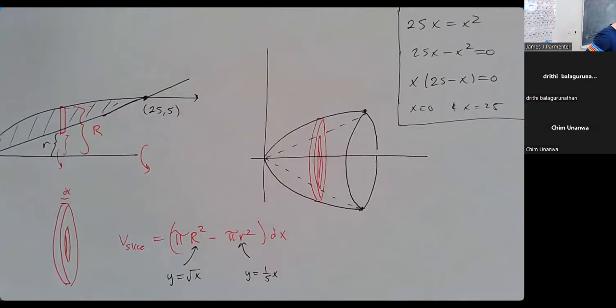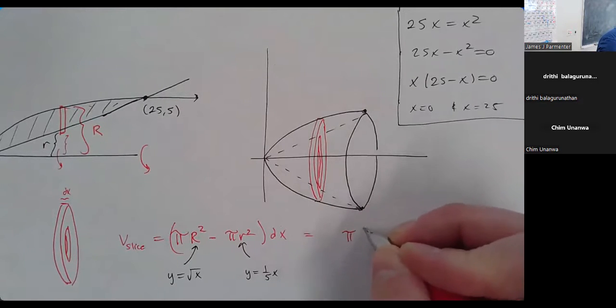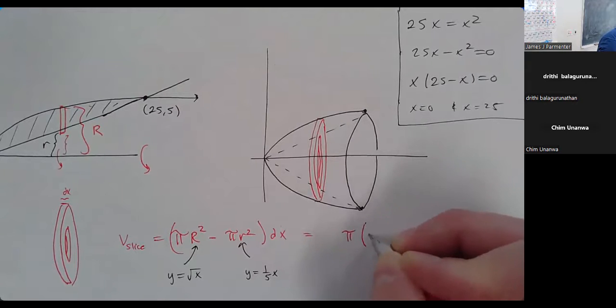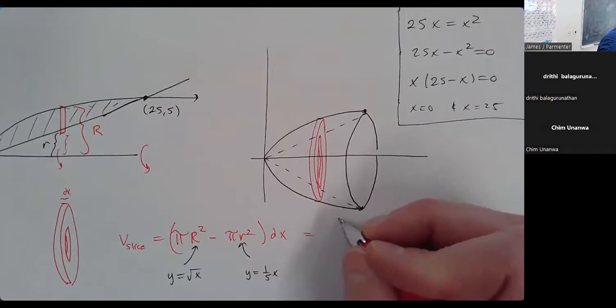So actually using the functions we've got, the volume of my slice is going to equal pi times the square root of x squared minus pi times 1/5 x squared, all times dx.